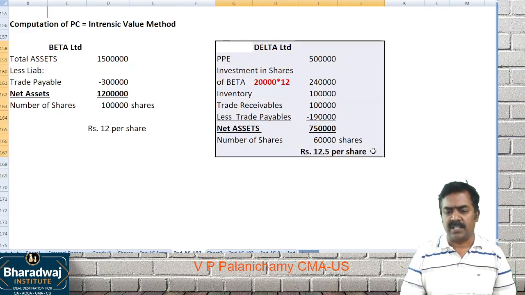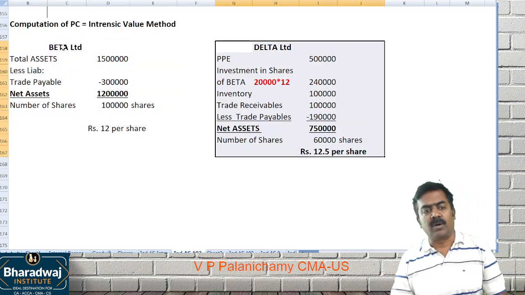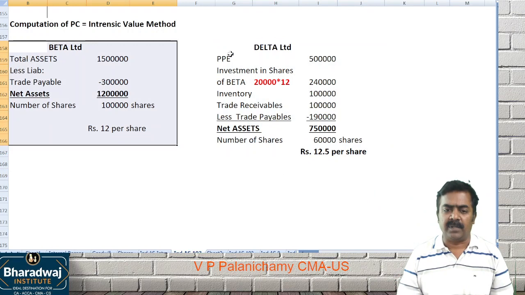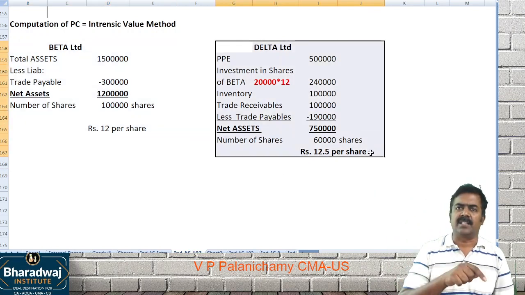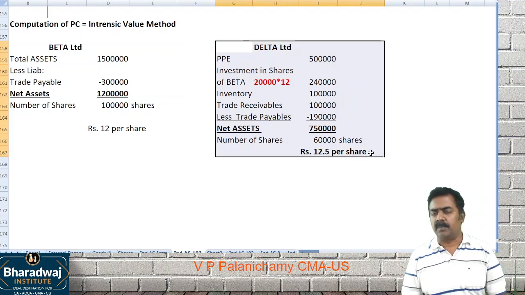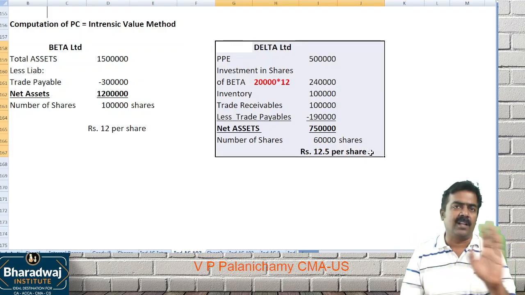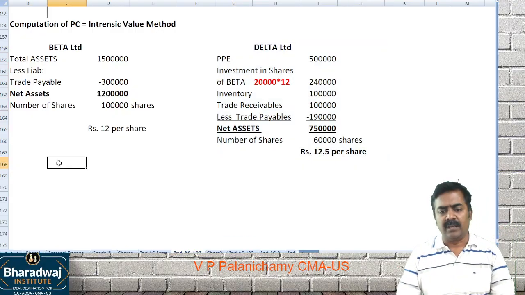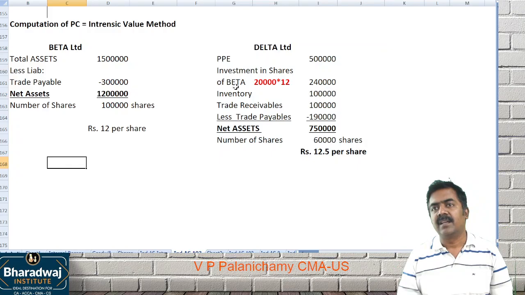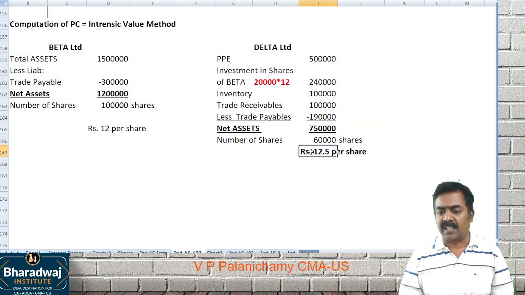So this is the intrinsic value of the purchasing company and the selling company. Without working out the value of the purchasing company, we cannot work out the value of the selling company, because the selling company is holding shares in the purchasing company. There are multiple methods of working out the answer. I'll tell you all the methods. Pay attention. Who's going to buy? Beta. Who's going to sell? Delta. Simple. What is the seller's value?